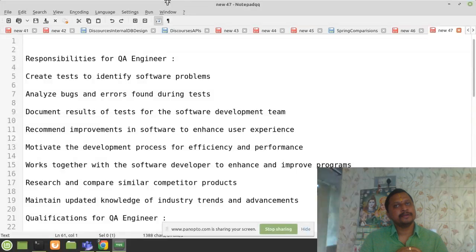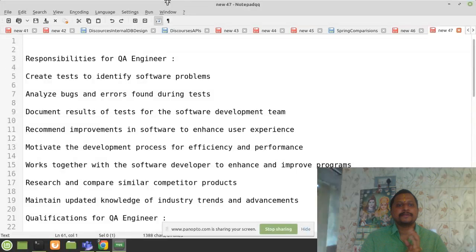And the QA engineer also needs to document the test results for the software deployment team. Why? Because without documentation, we cannot identify if today one of the testers has identified one of the bugs, and the same bug has been identified by another tester. I am telling only one easy purpose, but we have so many benefits if we maintain the documentation of test results.